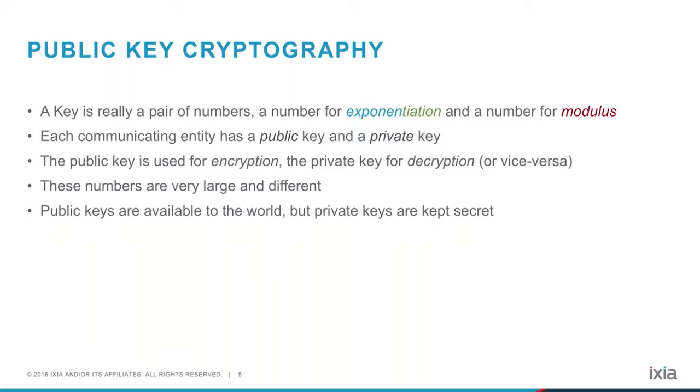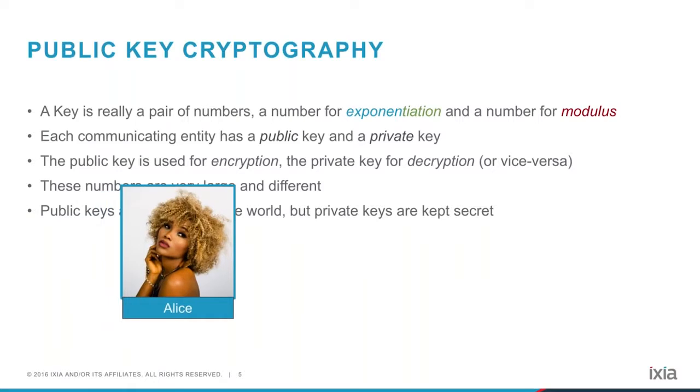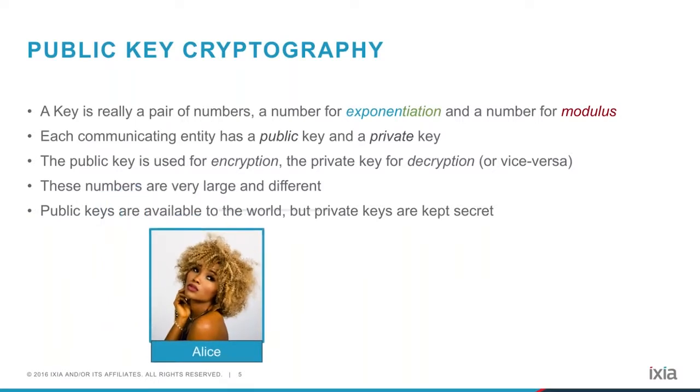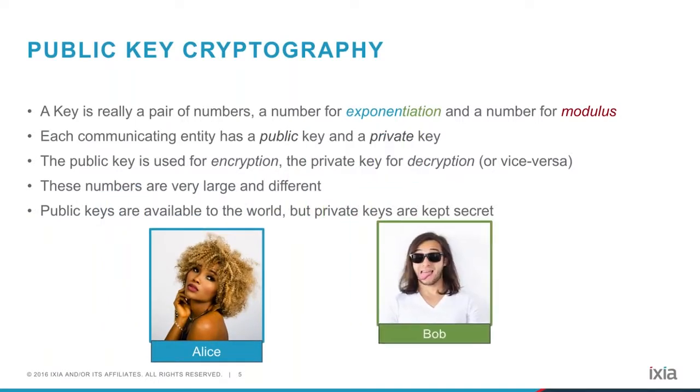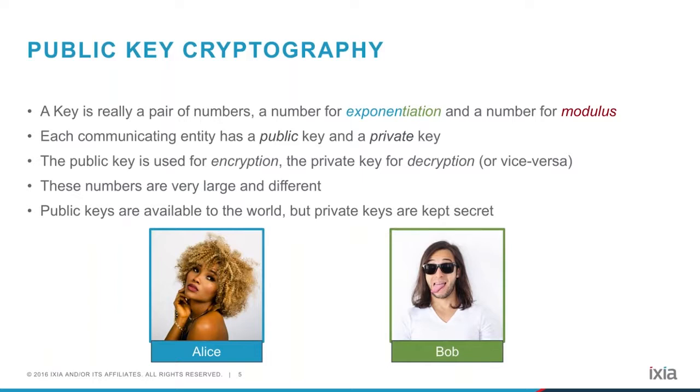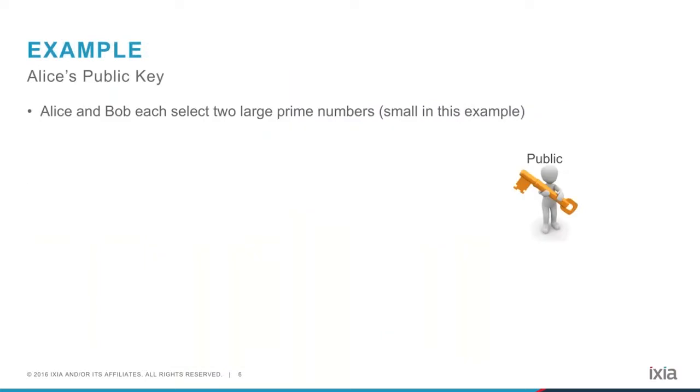So in this example, we're going to talk about 2 people who want to establish a secure communication, Alice and Bob. And here's how Alice's public key is generated. It's going to work the same for Bob, but we'll ignore poor Bob for now. Now, in reality, Alice and Bob would each select 2 very large prime numbers. But just to make it readable, in this example, we're going to pick small numbers. We're going to pick 5 and 11 as our prime numbers.